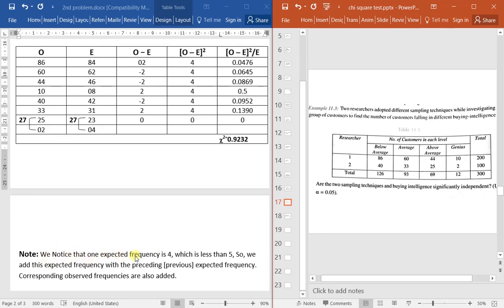I have written it in notes, you have to remember this. We notice that one expected frequency is 4, which is less than 5. So we add this expected frequency to the preceding, that is the previous expected frequency. Corresponding observed frequencies are also added. The observed frequencies are these two, so first we will add these two. If we find a 4 here, that 4 has to be added to the previous frequency to make it 27.